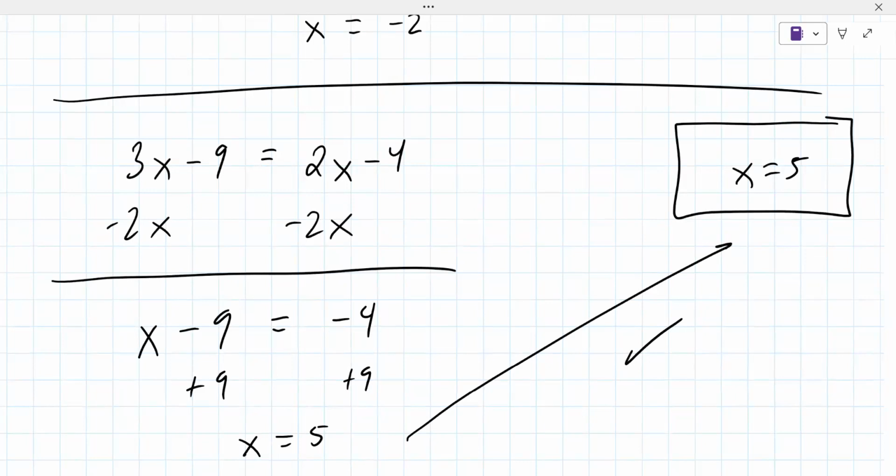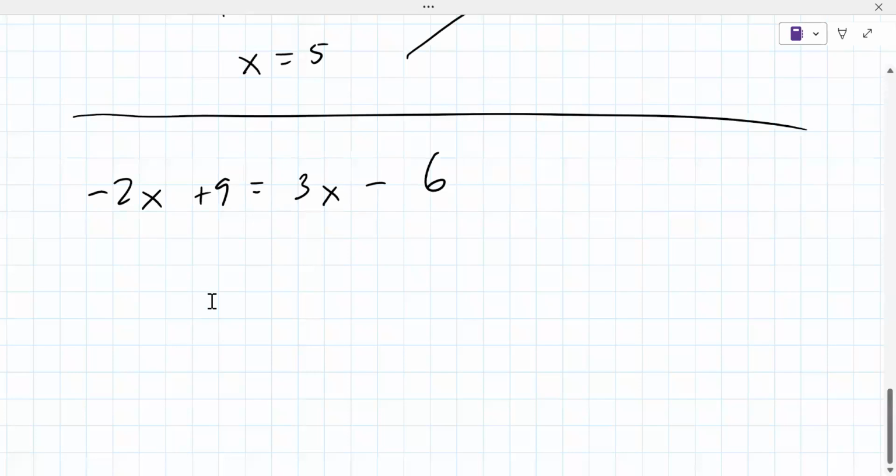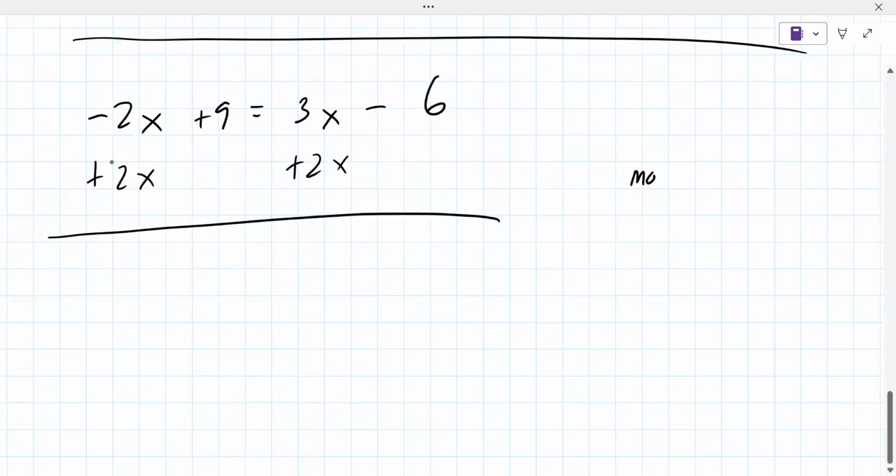Okay, so some other types of problems you'll see here. So let me throw this one in front of you. Minus 2x plus 9 equals 3x minus 6. And so my question to you, Alejandro, is which is smaller, the minus 2x or the 3x? Minus 2x. Right. So you're going to move that to the other side. So it's not that you always move left, you always move from the smaller to the larger.